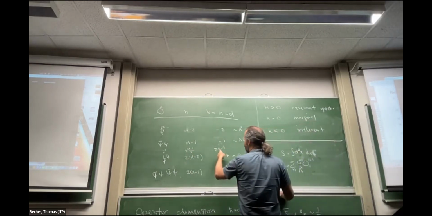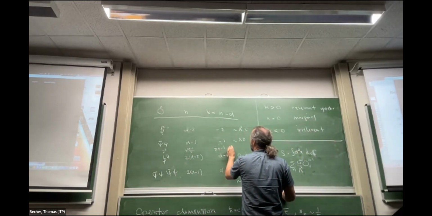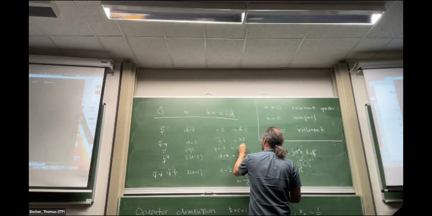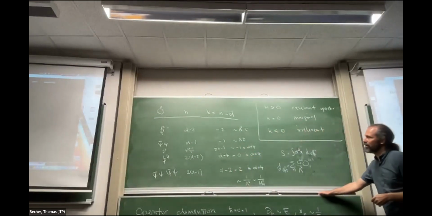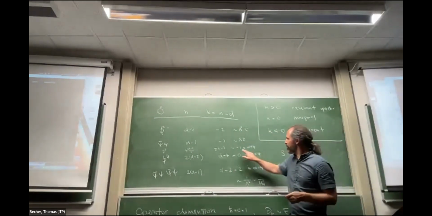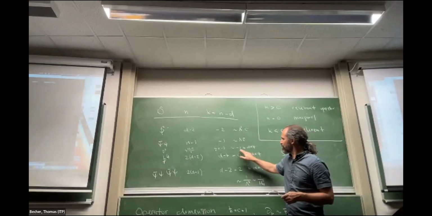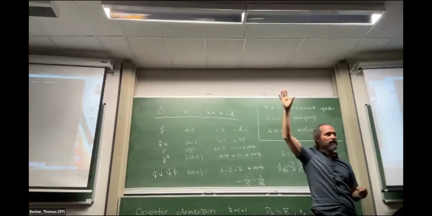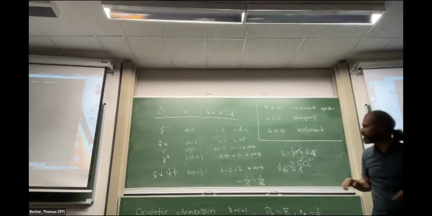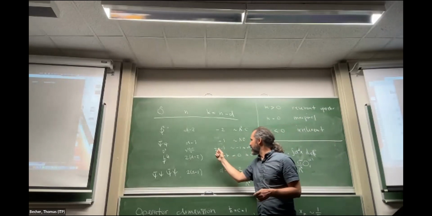And so in 4 dimensions, it's also minus 1 d equals 1. So that is a relevant operator. So this phi cubed would seem to increase as you go to low energies. Now it's fun to change the dimension.